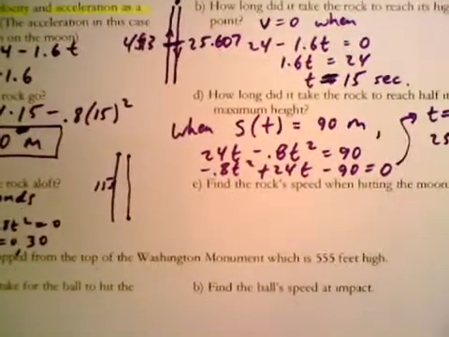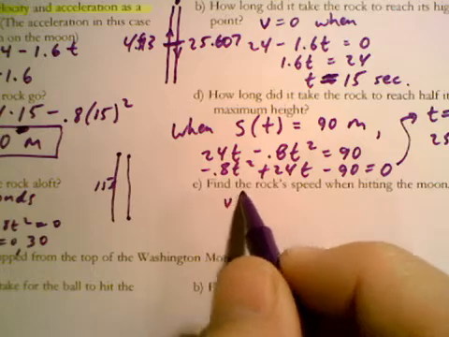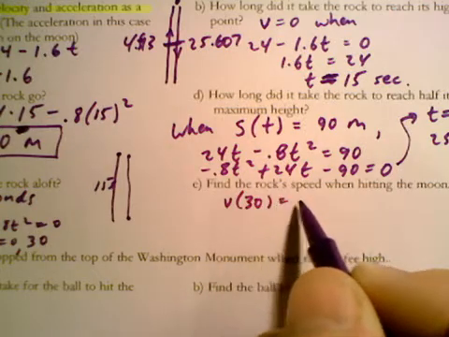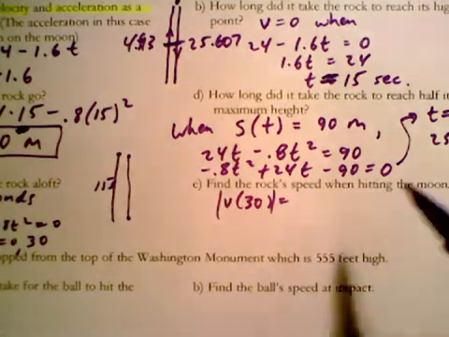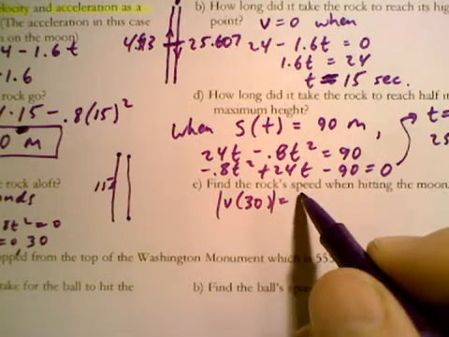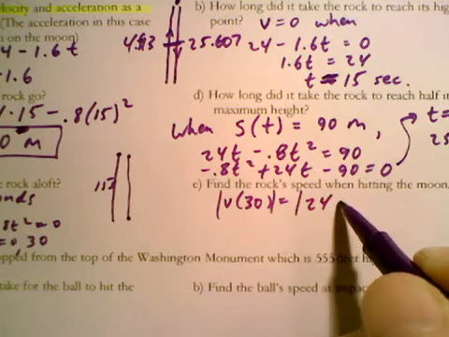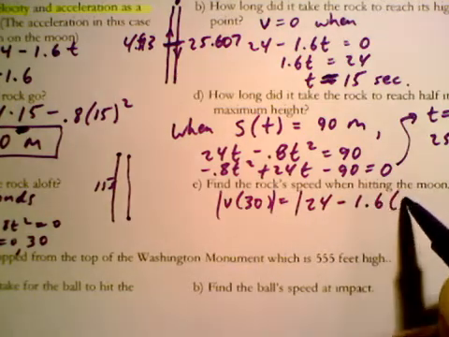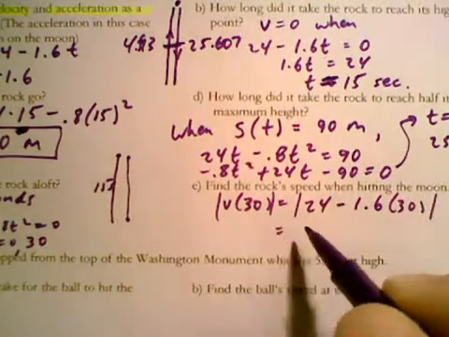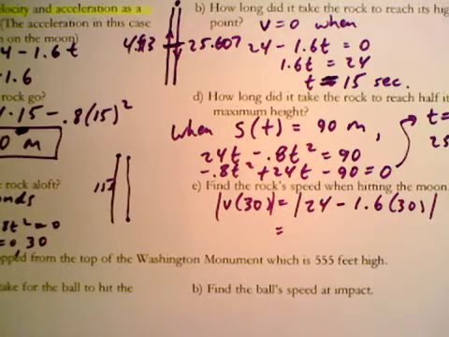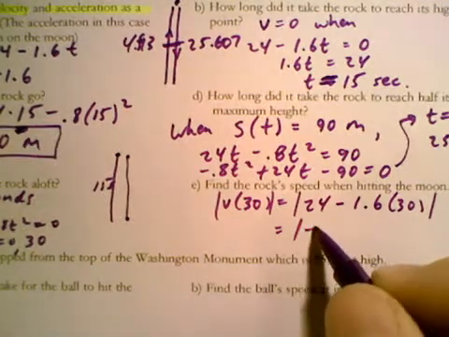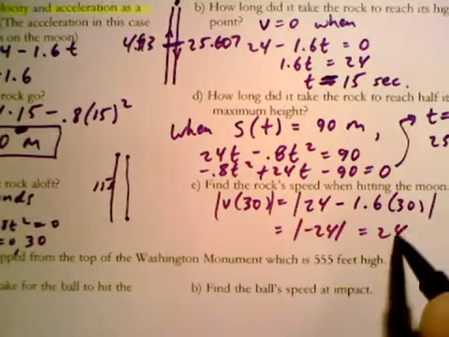Alright, so part E, last part. The rock's speed when hitting the moon at t equals 30, we want to know the speed. So first let's find the velocity. Actually, let's just go right to the speed. The absolute value of velocity at 30 would be the absolute value of 24 minus 1.6 times 30, and that's going to be the absolute value of negative 24, which is 24.